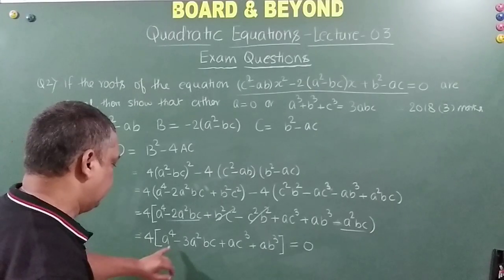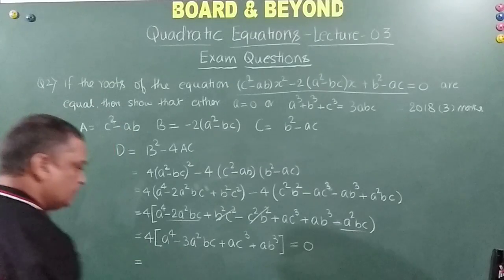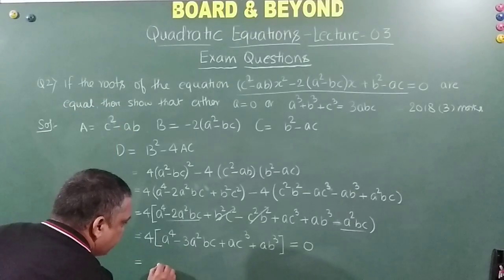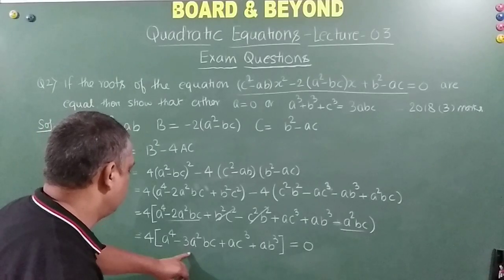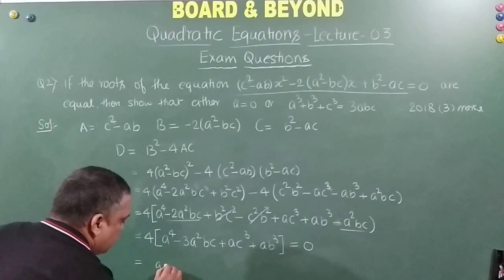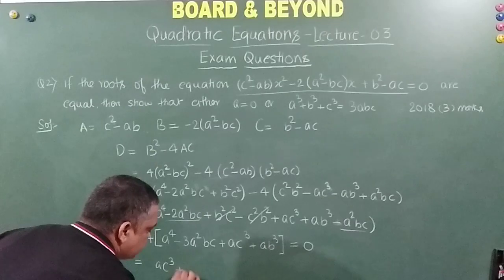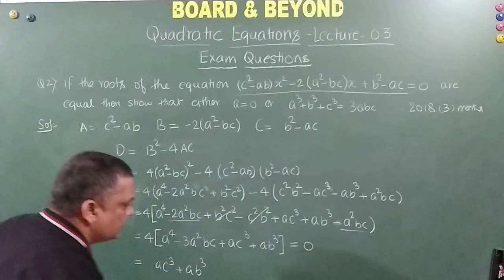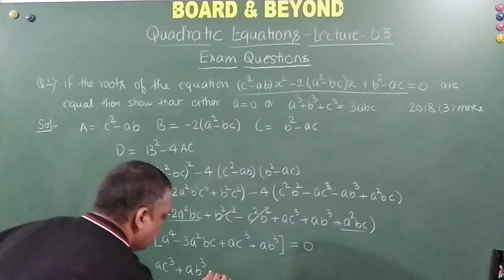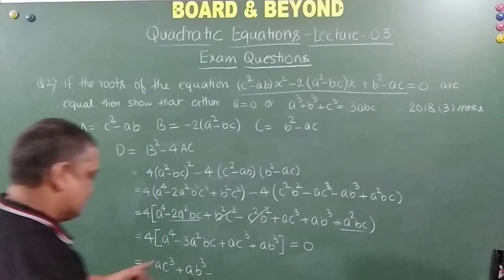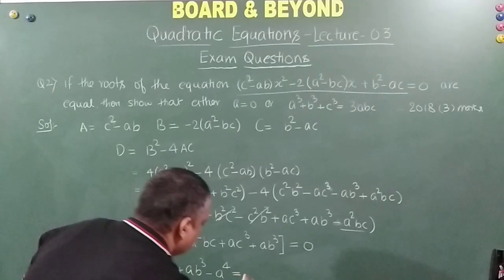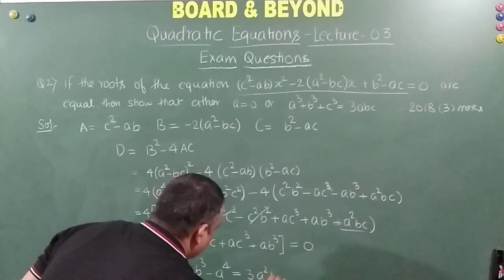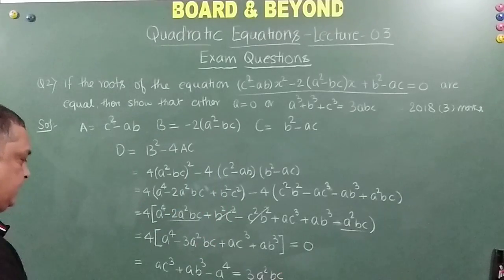So I will write it a power 4. In this and this we will try to deal with a c cube plus a b cube, minus a power 4, is equal to 3 a square b and c, right?